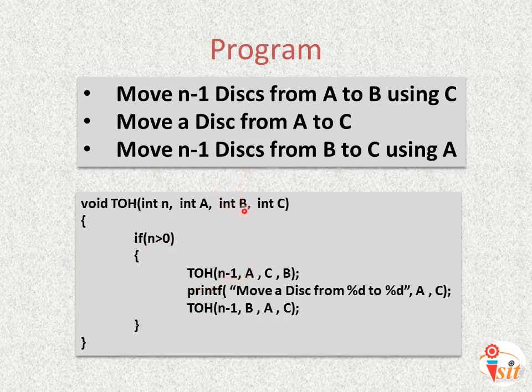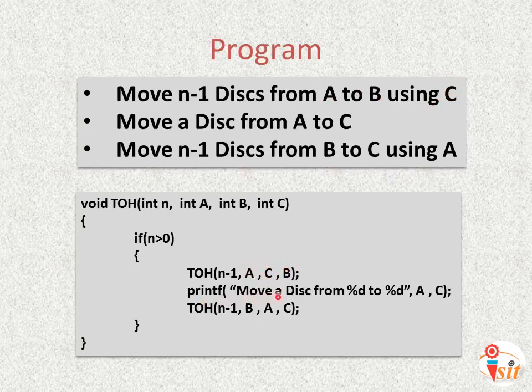Here B is the middle tower which we are using, so I can call it as using. So now in this step C becomes using, so C comes in the middle. Source, destination, this is the middle one. So source, destination, this is the middle one.